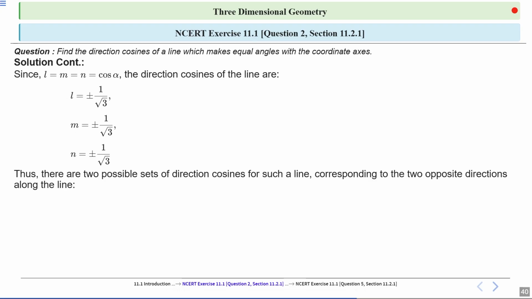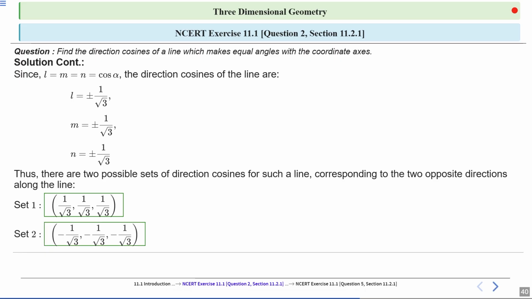Thus, there are two possible sets of direction cosines for such a line, corresponding to the two opposite directions along the line. Set 1, the first set of direction cosines, is 1 divided by square root of 3, comma 1 divided by square root of 3, comma 1 divided by square root of 3. This means the line makes the same acute angle with each axis and all the direction cosines are positive.